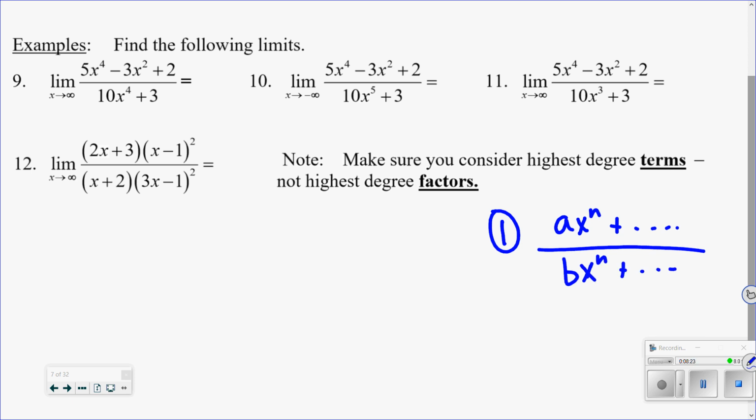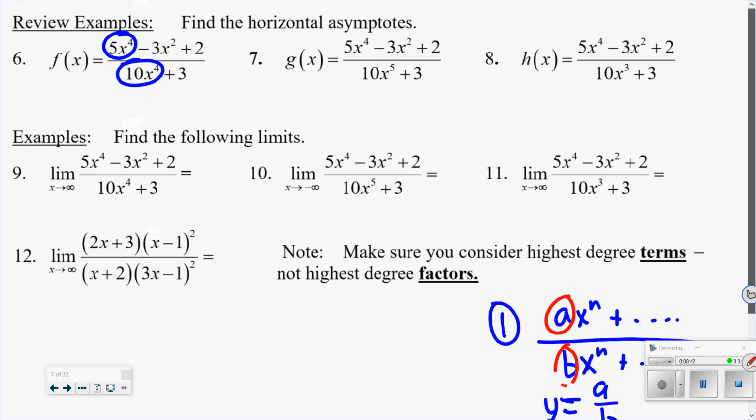If they're tied, if they have the same degree, then your horizontal asymptote will be y equals a over b. We just take those coefficients out in front. The x to the n, you kind of think of them as canceling each other out, and it just equals a over b. That's what we have here. This is case number 1. I've got an x to the 4th and an x to the 4th. So all I do is take 5 over 10. So we'd say there's a horizontal asymptote at 5 over 10, which is a half.